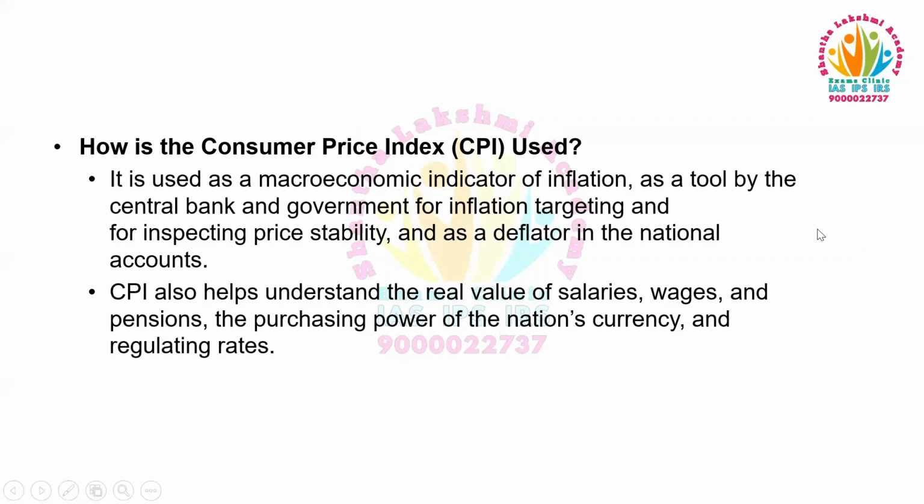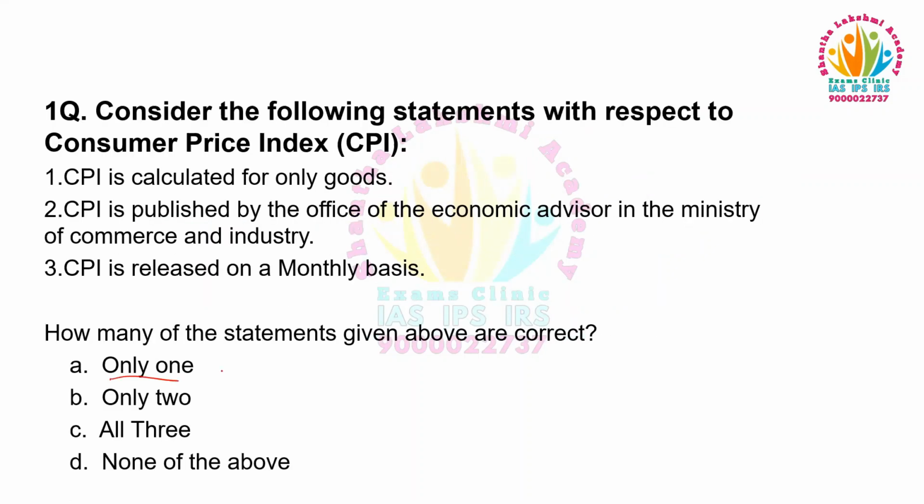How is the Consumer Price Index used? It is used as a macroeconomic indicator of inflation, as a tool by the central bank and the government for inflation targeting and for inspecting price stability, and as a deflator in the national accounts. CPI also helps understand the real value of salaries, wages and pensions, the purchasing power of the nation's currency and the regulating rates. So the answer is only one, because CPI is calculated for both goods and services.